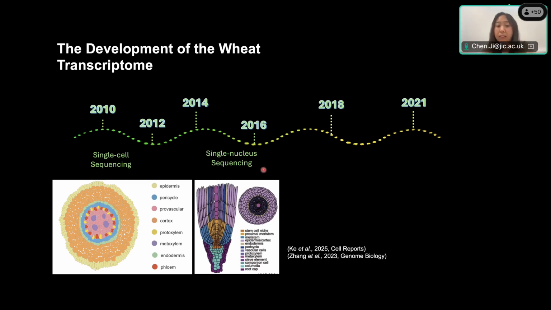Single nuclear sequencing can work for our tissues, but there are still some remaining problems. For example, we have a lot of starch and a lot of proteins, and sometimes the starch granules are the same size as the single nuclei. It's very hard to separate the starch from the nuclei. And with single cell or single nuclear sequencing, you sequence cell by cell and nucleus by nucleus.